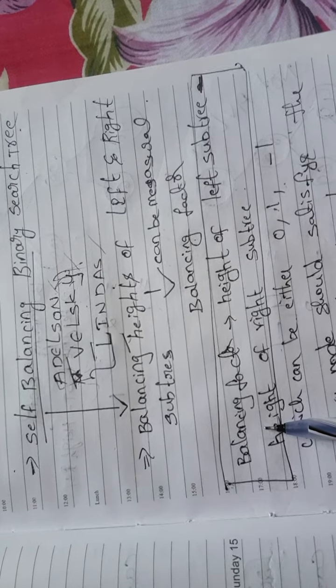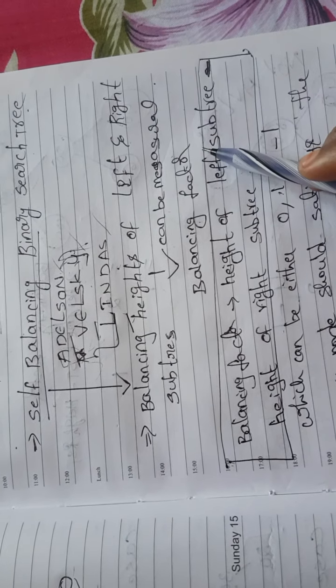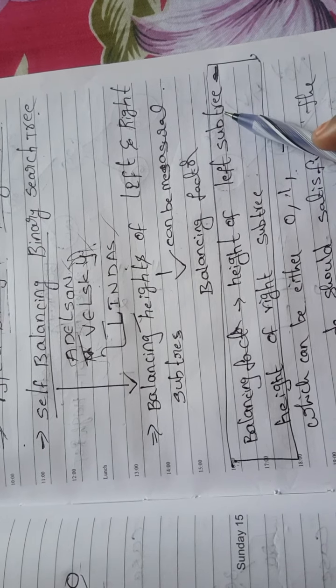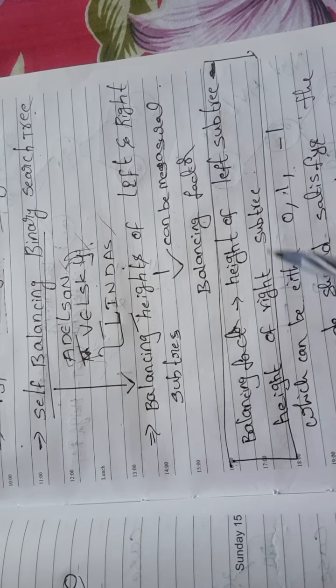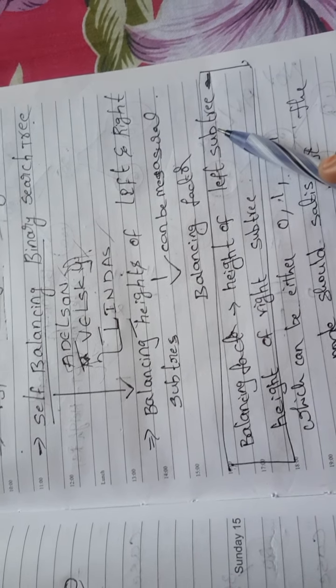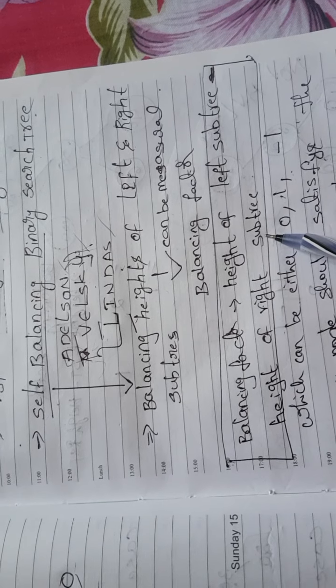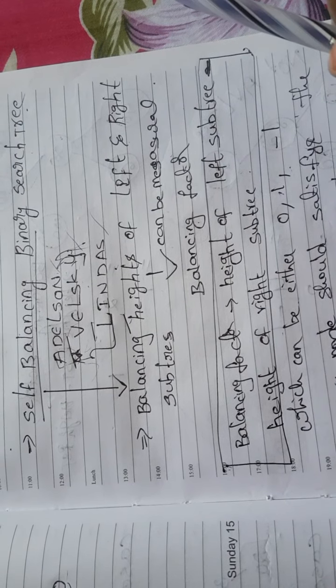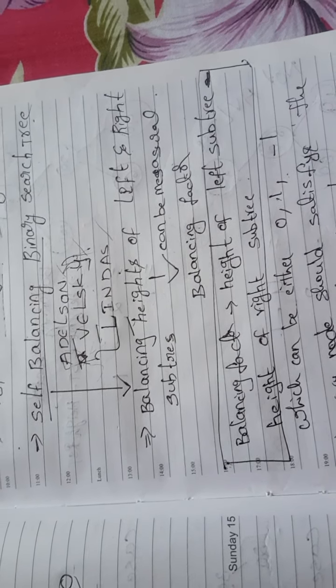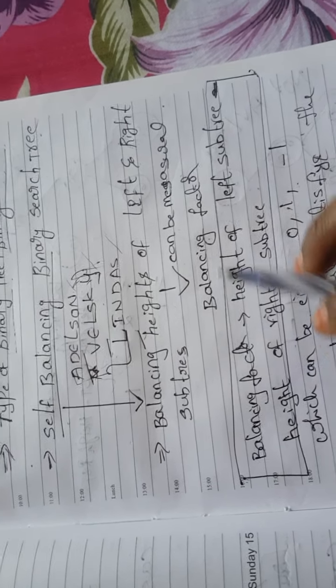The balancing factor is the height of the left subtree minus the height of the right subtree. That means the difference between the height of the left subtree and the height of the right subtree. Left subtree minus right subtree is the balancing factor. Okay, no confusion at all.